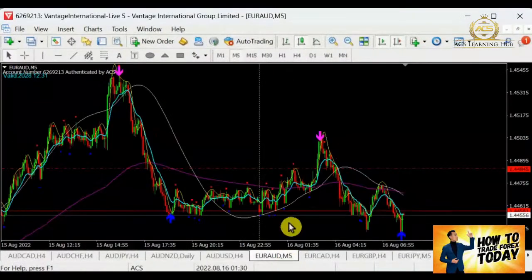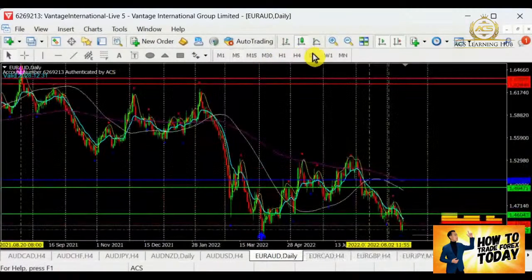Euro Aussie. Let's take a look at Euro Aussie. Well, Euro Aussie, we have tested on the support. Now Euro Aussie is still currently going to retest the support once again.